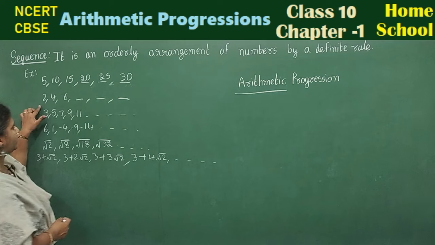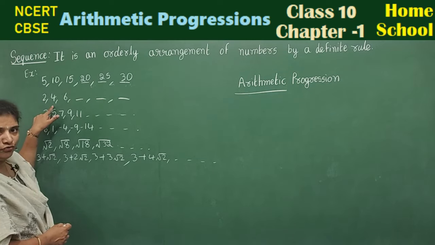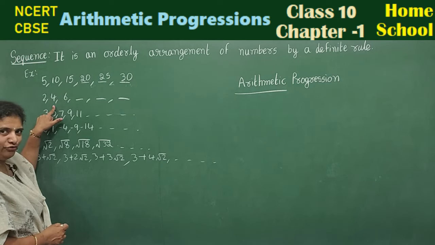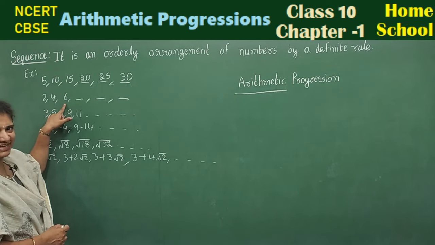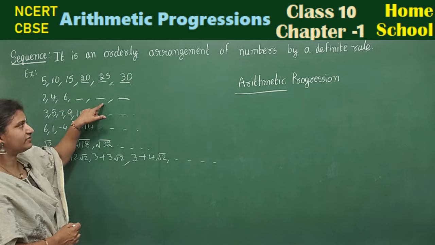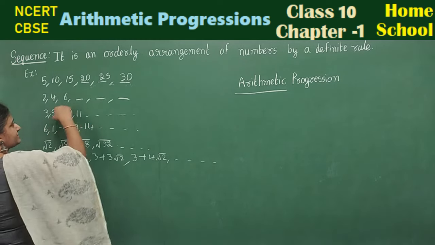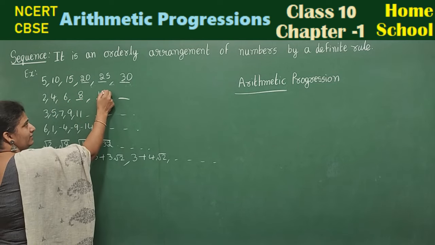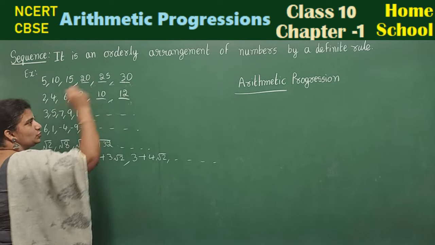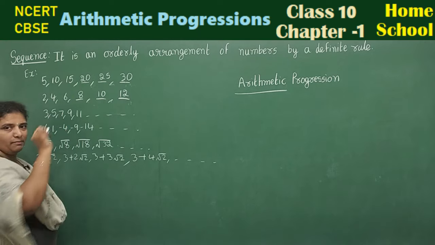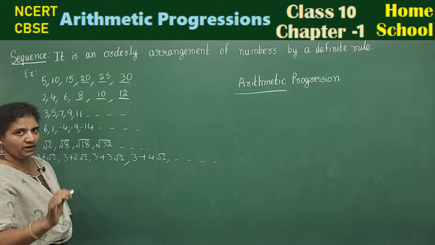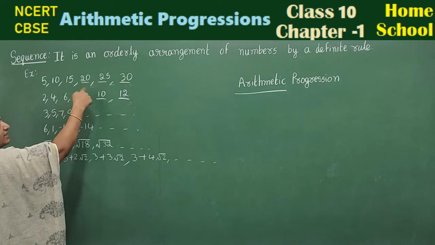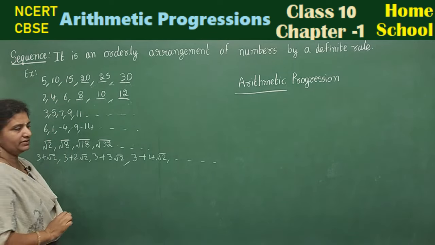Let us see the next one. 2, 4, 6. 2 plus 2, 4. 4 plus 2, 6. Then what will be the next 3 gaps here? 6 plus 2 will be 8. 8 plus 2, 10. 10 plus 2, 12. Sequence. The numbers are arranged in a proper order by a definite rule. And you can see the commas between the numbers.